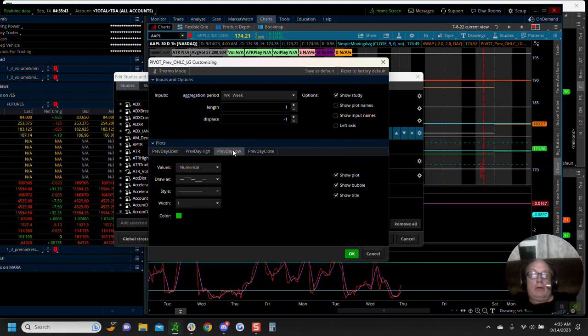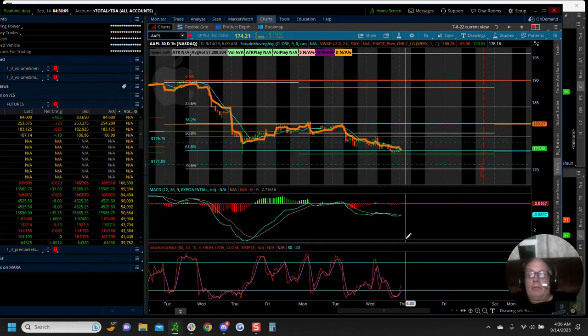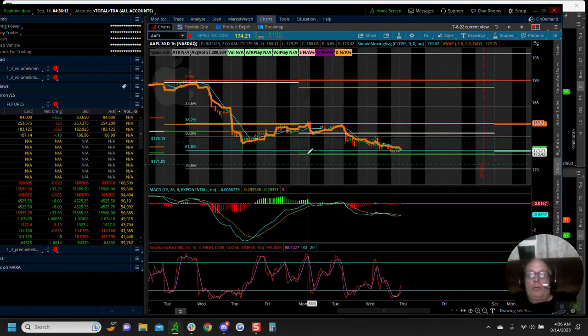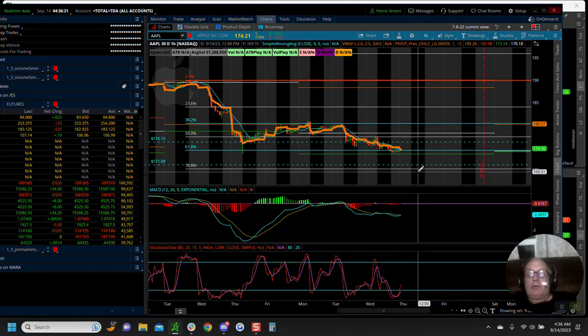The green is last week's low, last week's close is white, last week's high is red, and last week's open is orange. So red's the high from last week, green's the low, and white's the close. The green represents the low of last week, and we're right there threatening to break last week's lows, threatening a potential gamma squeeze to finish off our week on our route down to 165.